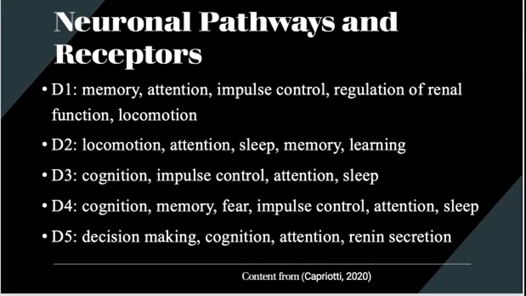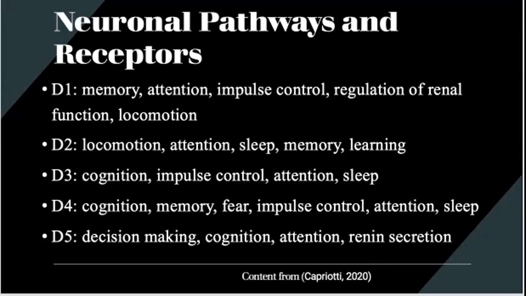VMAT transfers dopamine into the vesicle. Once it's in the vesicle, it can be stored in the terminal and it can be released into the synaptic cleft when the transmitter is activated. We have 5 different receptors that dopamine works on. So our 5 receptors are D1, D2, D3, D4, D5, all of which I have listed on this slide.